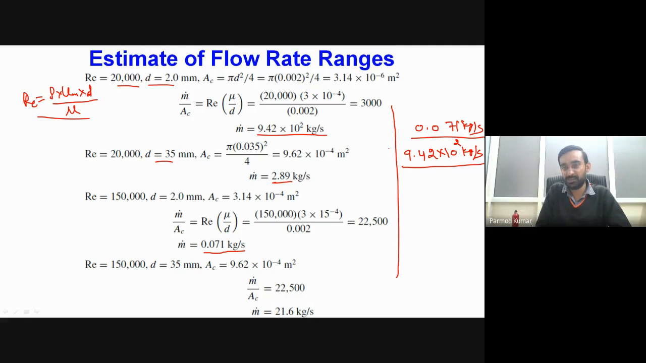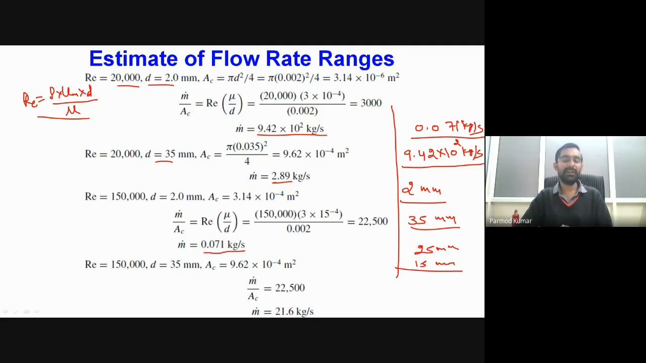Now we will take an assumption that instead of designing the experimental setup separately for a 2 mm tube diameter, then for a 35 mm tube diameter, and similarly for the intermediate range we may have to take one more tube diameter, say 25 mm, 15 mm, 10 mm. So rather than designing multiple experimental setups, at this moment we will go with a single tube diameter, and we'll consider that it is a representative of the entire range of Reynolds numbers as well as the entire range of tube diameters.